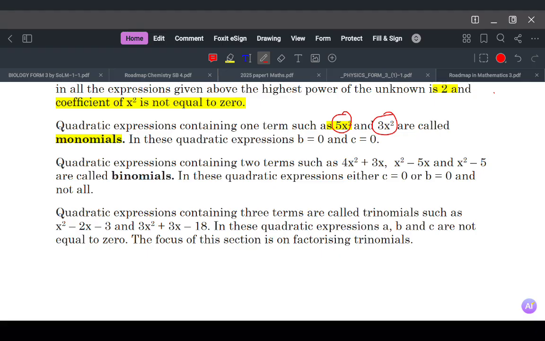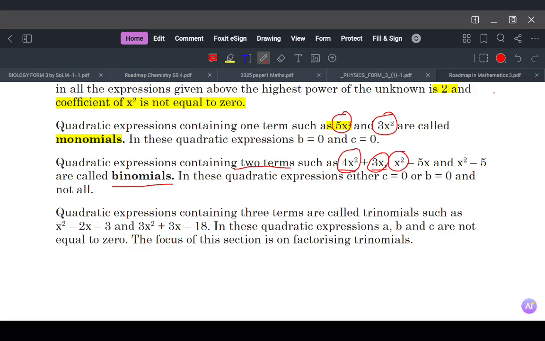Then we have a type of quadratic expressions called binomials. Bi means two. So quadratic expressions containing two terms are called binomials. For example, 4x squared plus 3x. We have one term added to another term. This makes the whole expression a binomial.